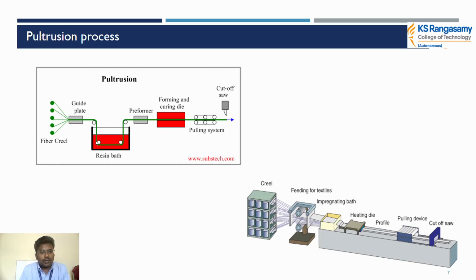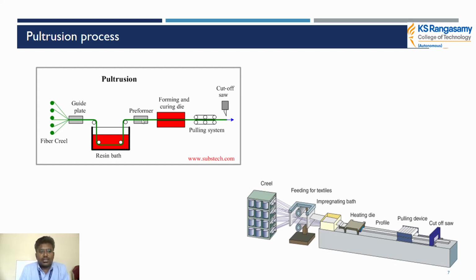So that is the using of the guide plate. And third one is the resin bath. This is a major important part, the third step. And finally, we can come from the preformer to the forming and curing die. This is the heating die, another name is the forming and curing die.